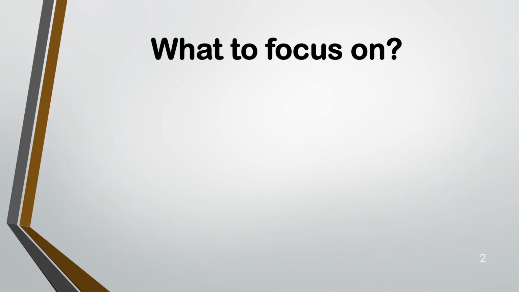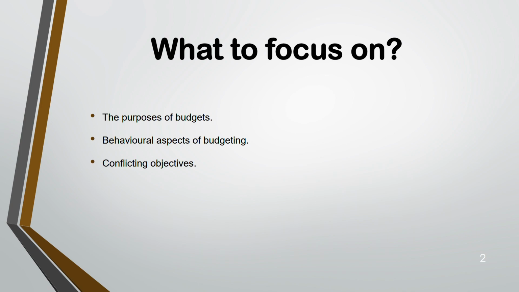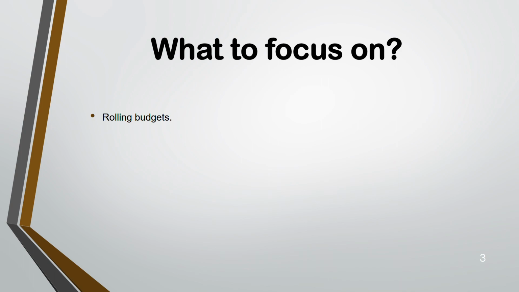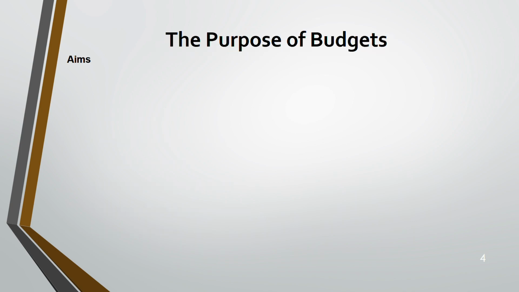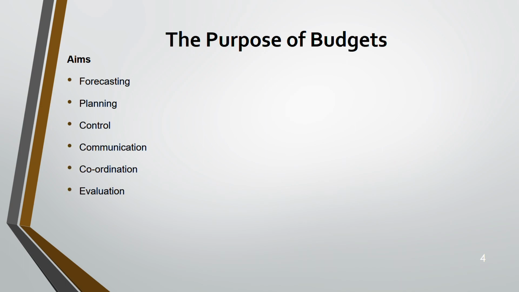So, we are going to discuss the different types of budget, the purposes of budget, the behavioral aspects of budget, conflicting objectives while setting budget. So, one of the types of budget is participation. It could be top down or bottom up. Then incremental budgeting, zero based budgeting, rolling budget, activity-based budgeting, feed-forward control, selecting a budgetary system, incorporating risk and uncertainty. By the way, risk and uncertainty we have covered in day 9. Okay, beyond budgeting. So starting with the purpose of budget, the aim is to focus, to plan, to control, to communicate, coordinate, evaluate, motivate, authorize, and delegate tasks.